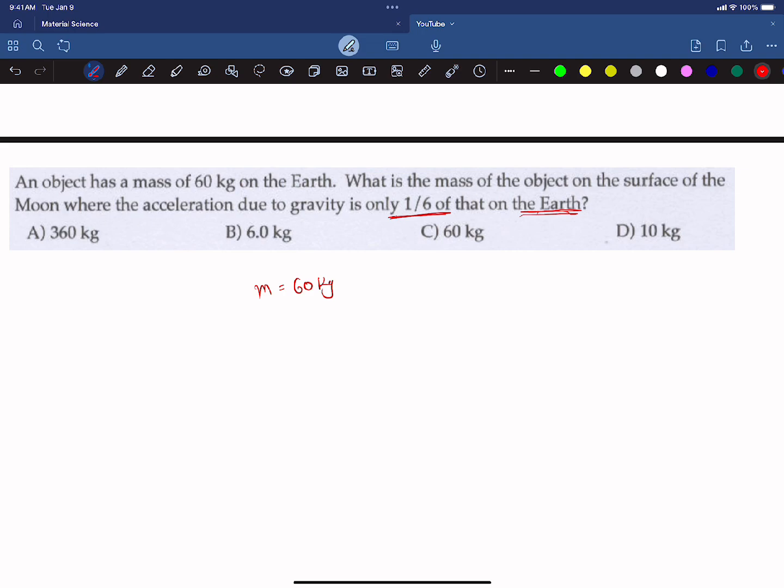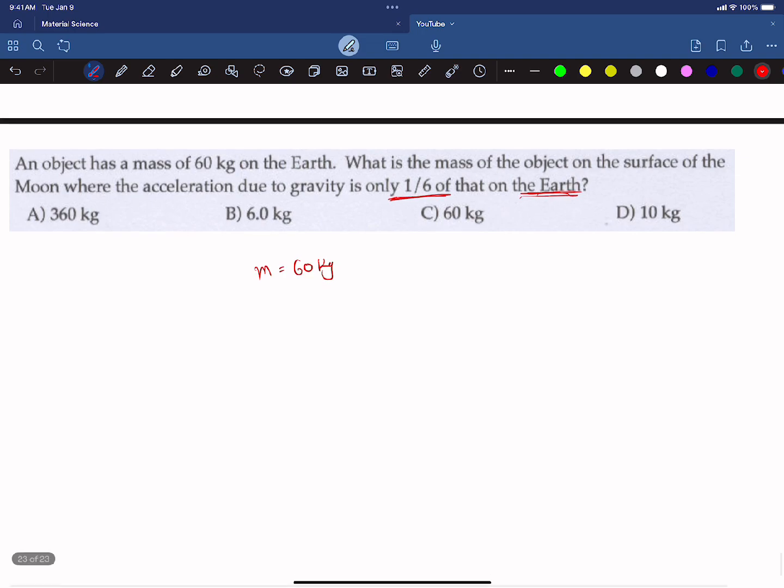So the mass of an object remains constant regardless of its location. Thus the mass of the object on the moon will be same as the mass on Earth. Even though the gravity on the moon is 1 by 6 of the Earth, mass is not affected by the gravity, only weight is affected, and weight is mg, mass is just m. So our answer is C, as it is.